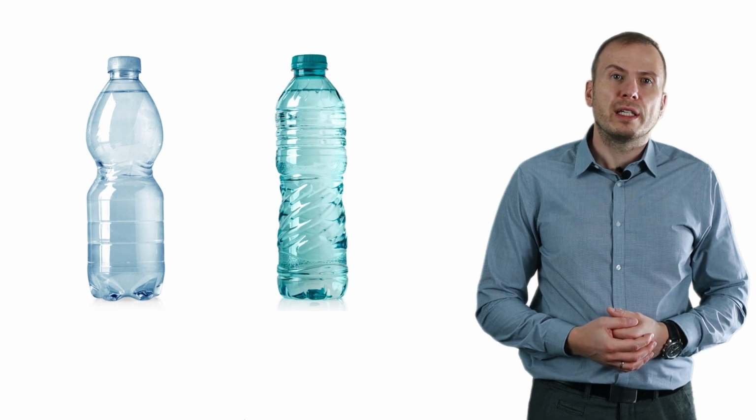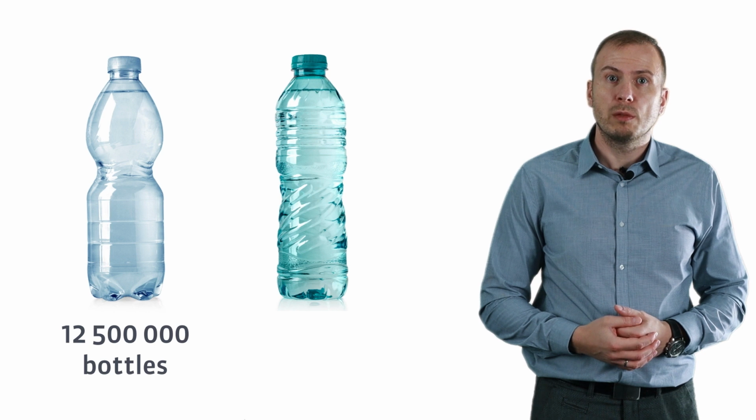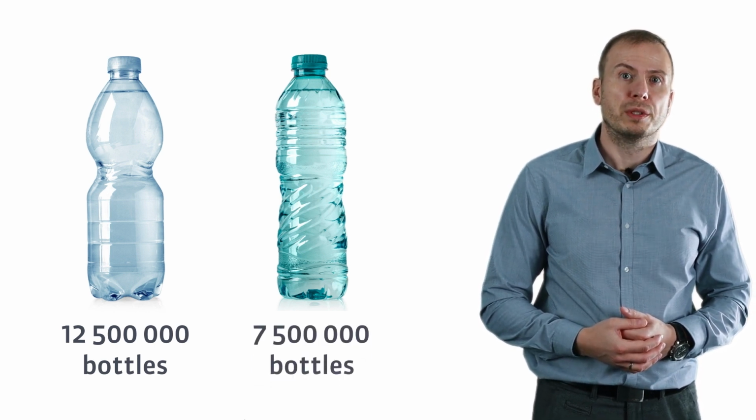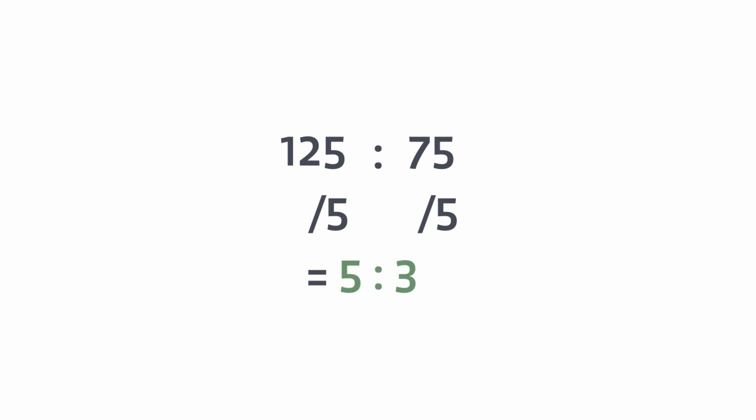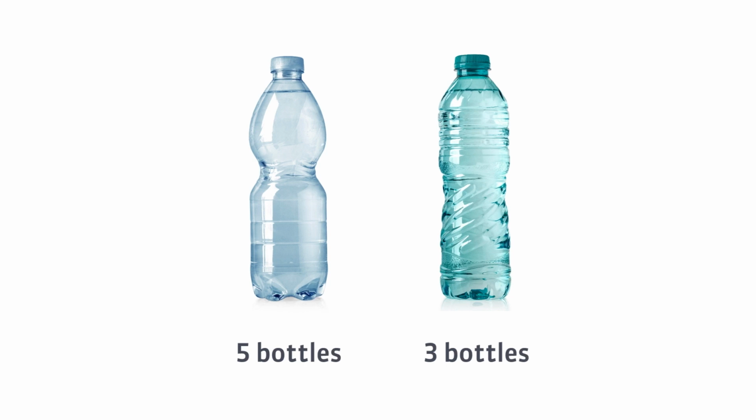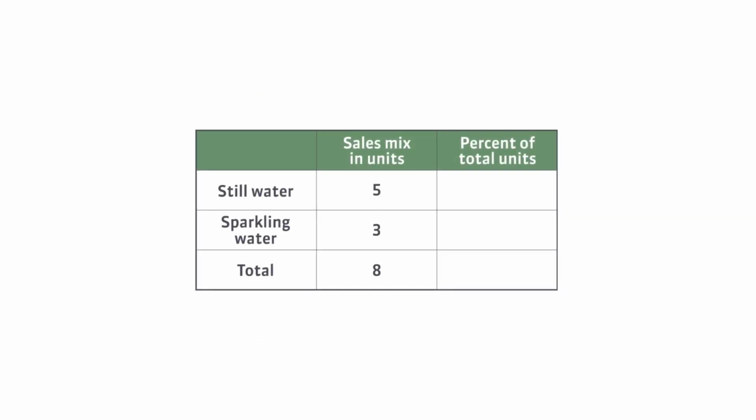If the company plans on selling 12.5 million bottles of still water and 7.5 million of sparkling waters, then the sales mix in units is 12.5 million to 7.5 million. To make it easier to calculate, let's reduce it to the smallest possible whole numbers. Thus, the relative mix 12.5 million to 7.5 million can be reduced to 125 to 75 and further 5 to 3. That is, for every 5 bottles of still water sold, 3 bottles of sparkling water are sold. The sales mix in units is 5 to 3.